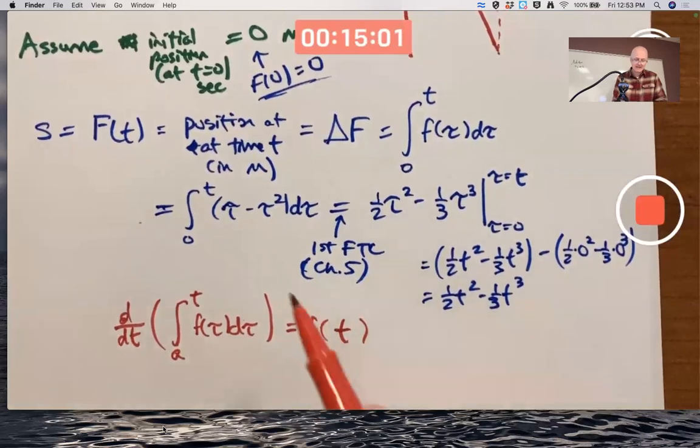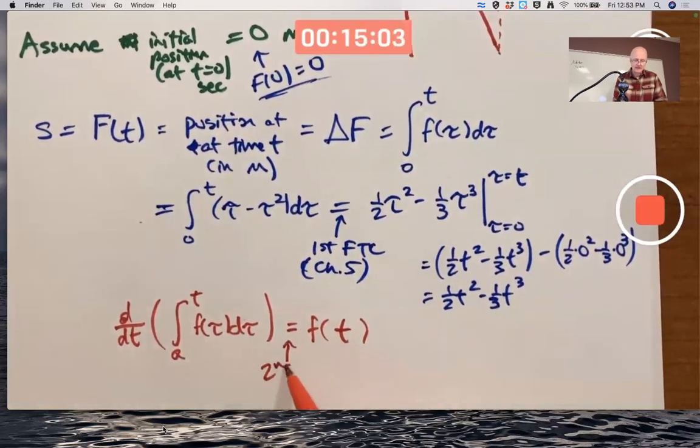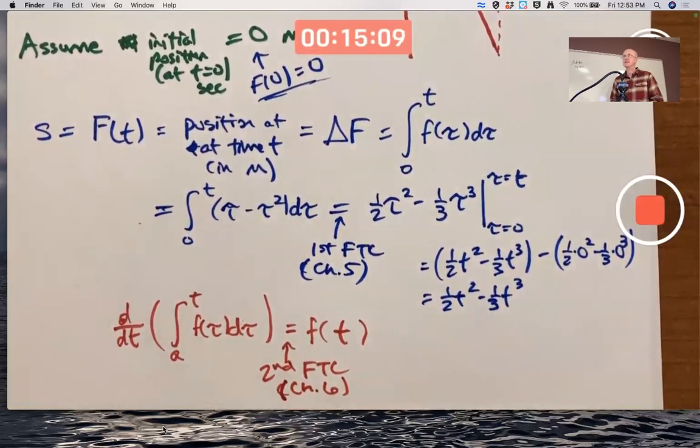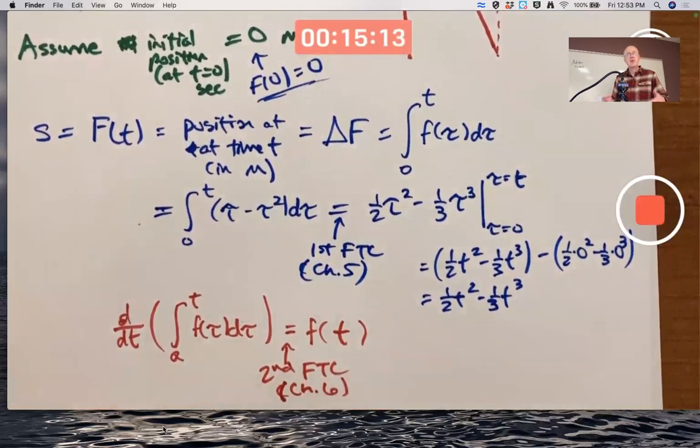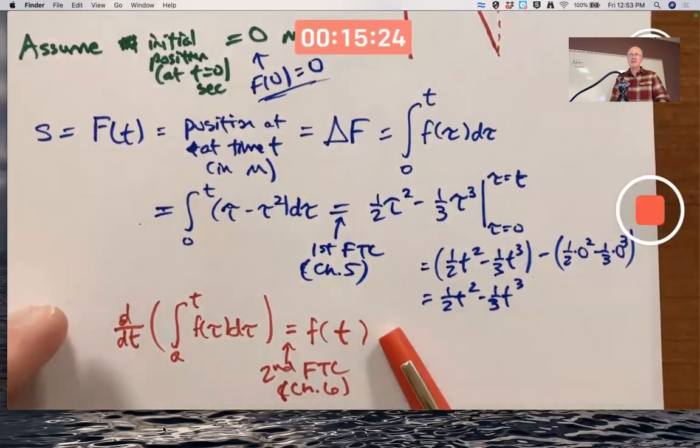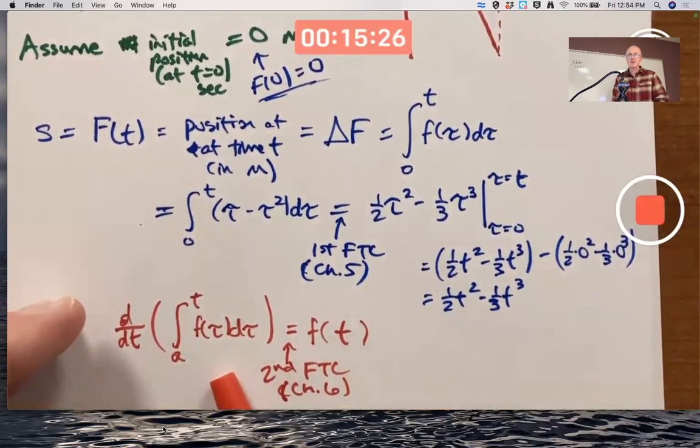This is the essence of the second fundamental theorem of calculus, second FTC in chapter 6. And it's really important that you get this for this class, that you can do this. I don't mean to understand why it works right now. Hopefully we'll have a little time next week to understand intuitively why it works. But just to understand that this is true is a pretty big part of this course.